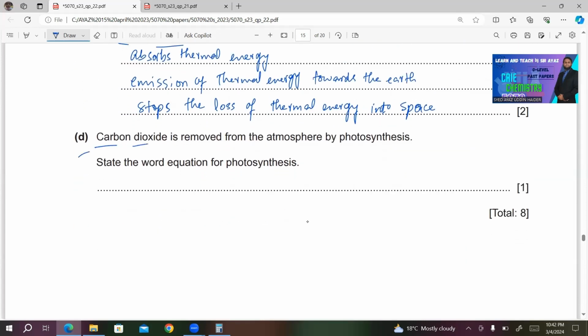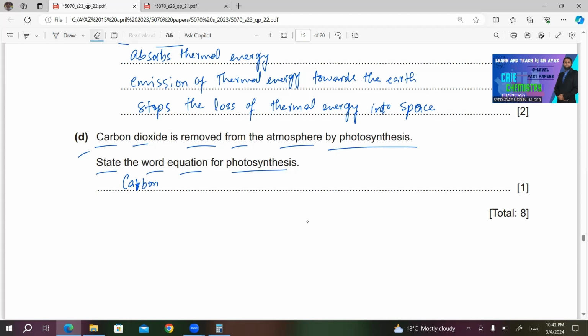D. Carbon dioxide is removed from the atmosphere by photosynthesis. State the word equation for photosynthesis. The word equation involves the reaction between carbon dioxide and water. So products will be glucose and oxygen.